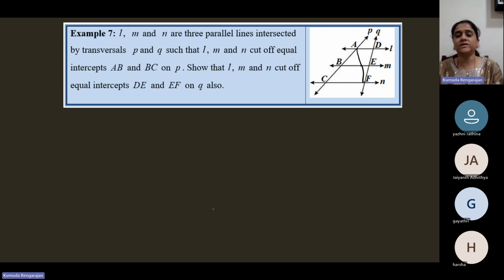Who wants to try online? In triangle ACF, B is the midpoint because AB is equal to CB. Correct. AB is equal to BC, so B is the midpoint of AC. Then Gayatri next.